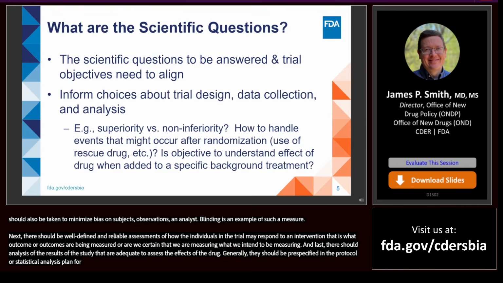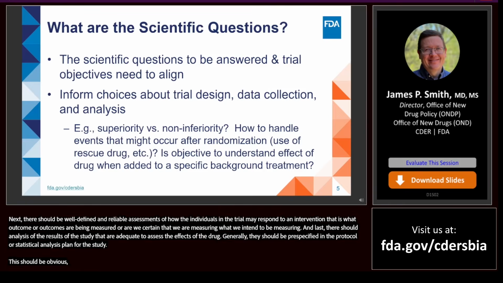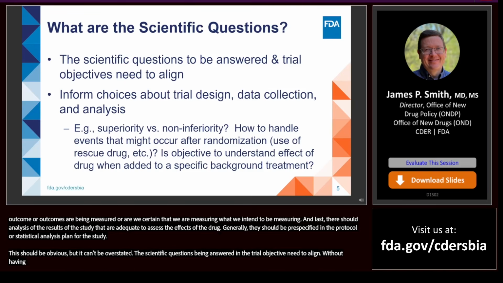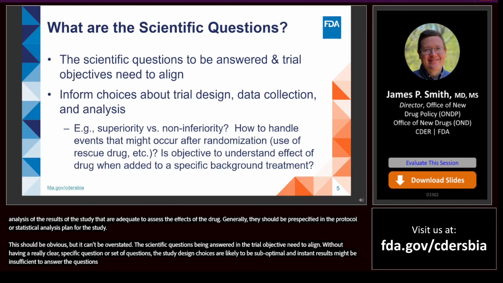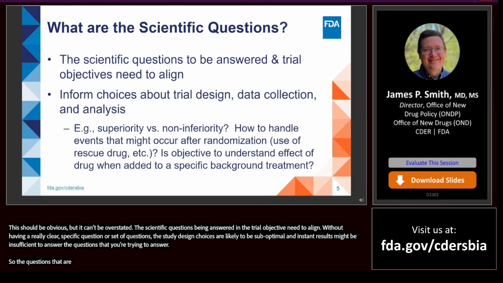So the questions that are driving the research should really inform choices about trial design, data collection, and analysis. So for example, if a new drug is being compared to a drug already on the market, is your question whether the new drug is clearly more effective than that existing therapy? Or would you also be interested in knowing whether it's at least not materially worse than the existing therapy, even if it's not clearly better?